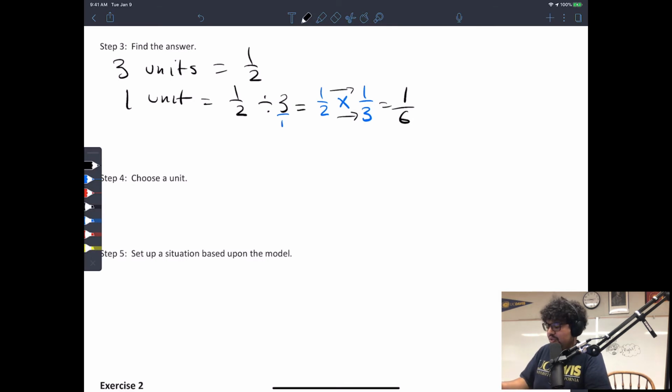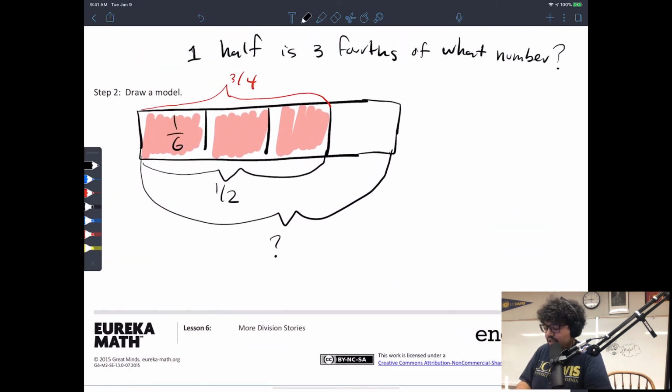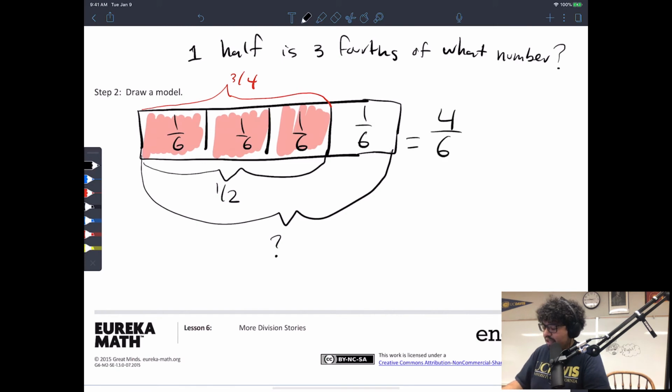Okay. So then that tells me that this 6, this 1 over 6, 1/6, that's what each one of these little boxes are worth. So 1/6, 1/6, 1/6. Because 1/6 plus 1/6 plus 1/6, that is 1/2. So then that tells me that the one that's missing is also 1/6. So then therefore my answer is 4 out of 6.